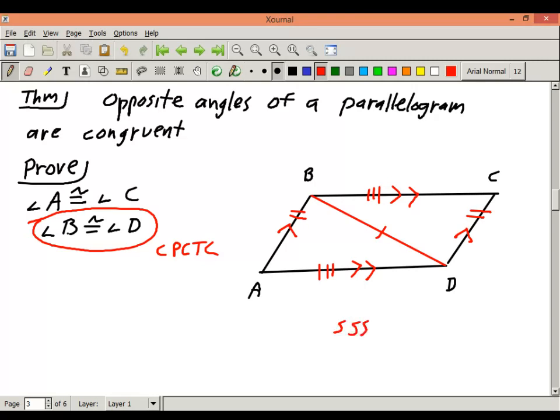Same reason as before. And now we can look at angles A and C and say that they are congruent for the same reason. They're corresponding parts of congruent triangles, so they are congruent. So now we know that opposite angles of a parallelogram are congruent as well as opposite sides.